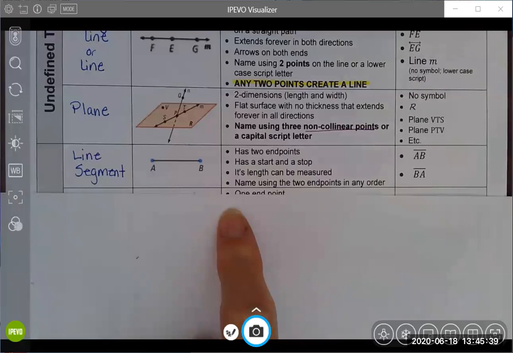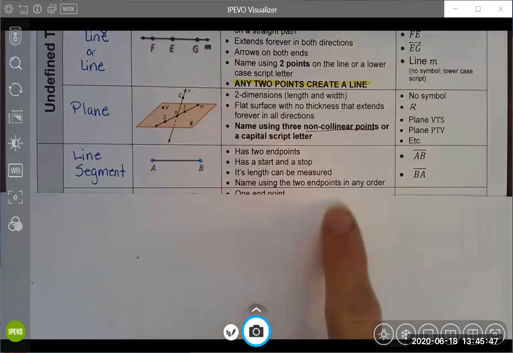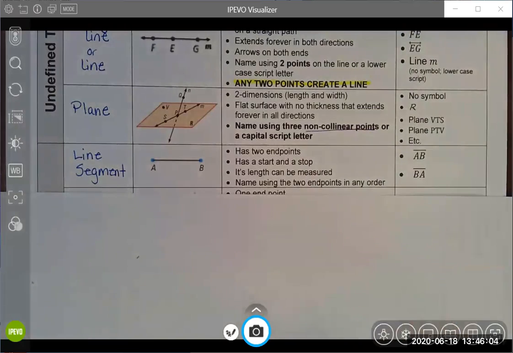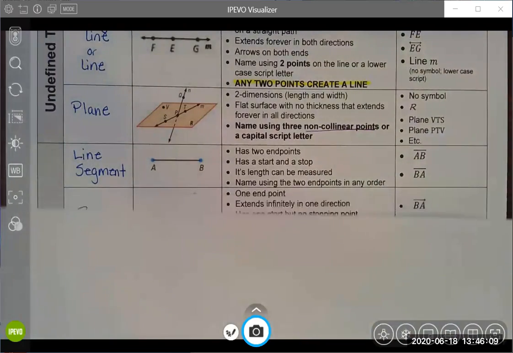Line segment, you're all familiar with this. A line segment has 2 endpoints. It has a starting place, a stopping place. We can measure line segments, and I can name them in either order. To write down what a line segment is, or to identify one, we use two points, the 2 endpoints for the segment, and draw a line above it. Notice that this line segment does not have arrows on the ends of it, so that's how we know it's a line segment, not a straight line.